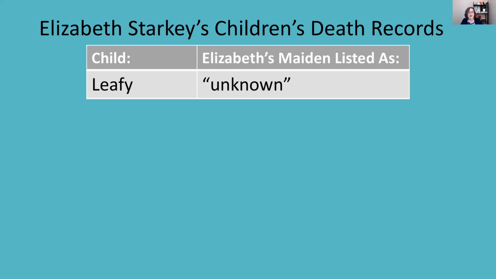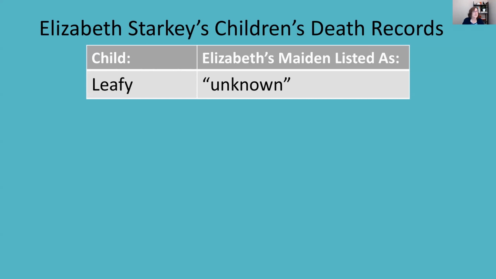Here's an example out of my research. I've been trying to determine the maiden name of Elizabeth Starkey, Starkey being her married name. So I'm going through the death records of her children. Now, obviously, I want to think about who is giving this information to judge its accuracy. But for the first child, Leafy, on her death certificate, Elizabeth's maiden name was listed as unknown.